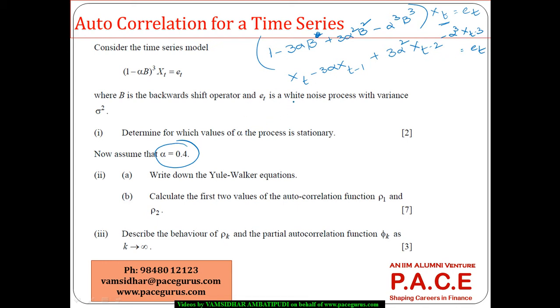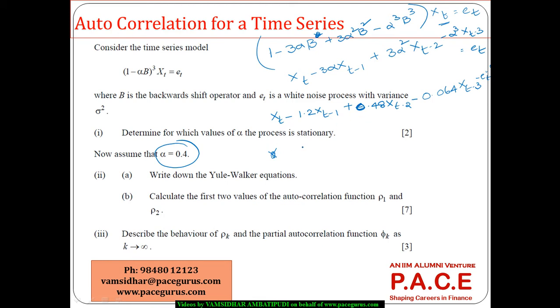This is the typical expression. Now with alpha equal to 0.4, my expression comes out as X_t minus 1.2 X_(t-1) plus 3 into 0.4 squared, that is 0.16 into 3, 0.48 X_(t-2), minus alpha cube, which is 0.4 cubed, 0.064 X_(t-3), minus e_t equal to 0. So this becomes the equation.